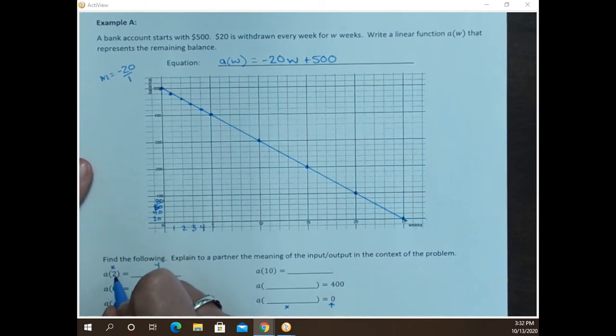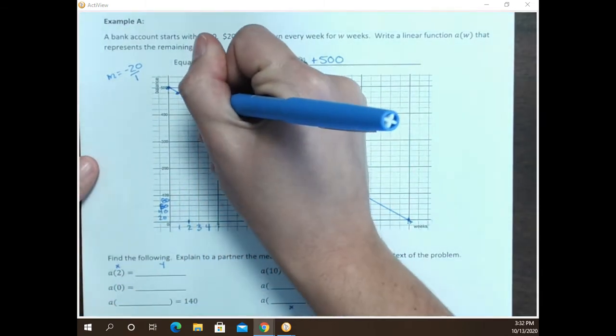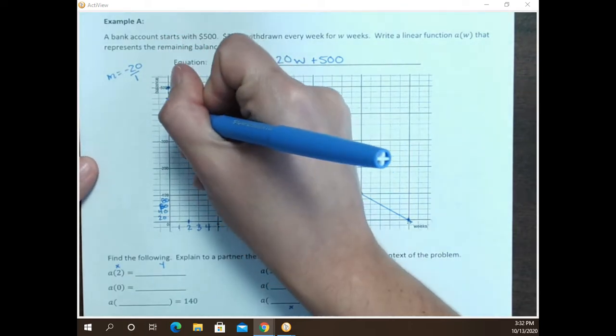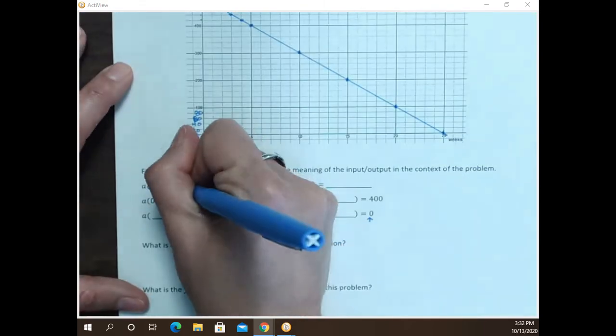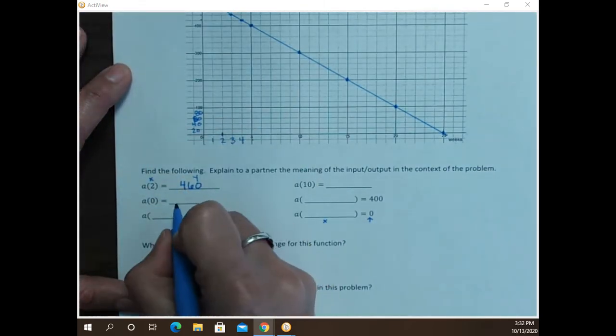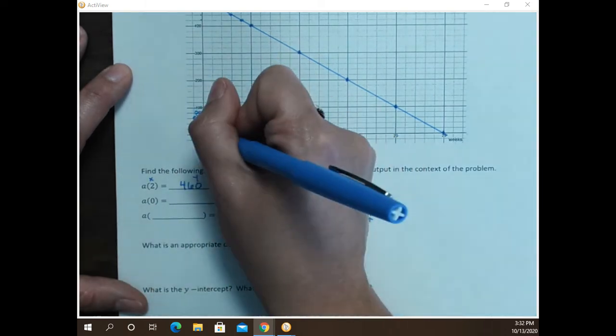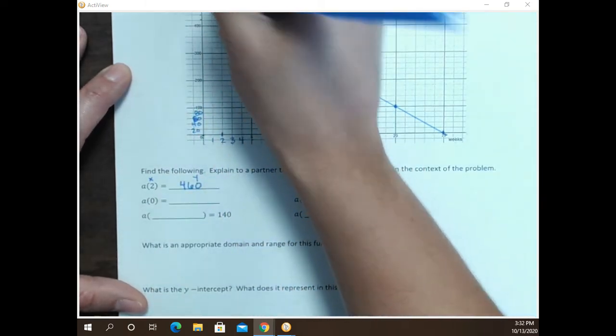So for this first one, when x is 2, that's right here, follow that up to my graph, and y would be this guy right here. So there's 400, 420, 440, 460, 460. When a is 0, so that's when x is 0, my y value would be 500.